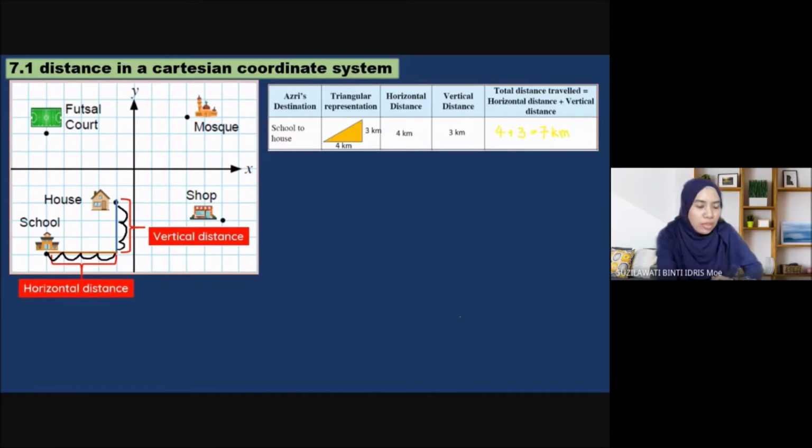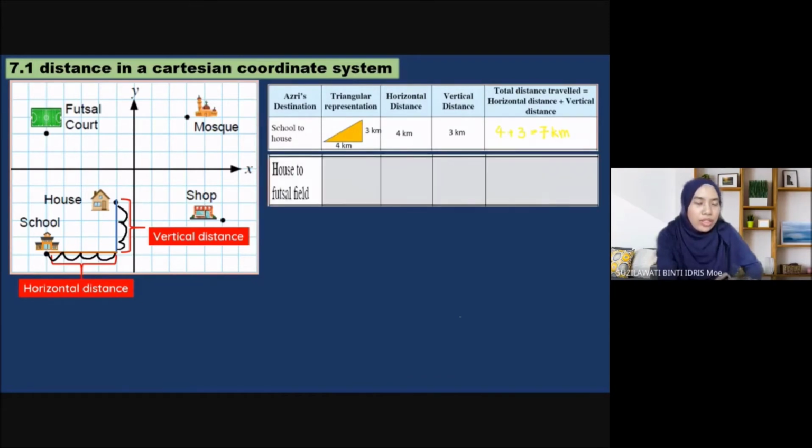So I move it there, the first example. Now let's do together. The distance, if Azri wants to go from his house to the futsal field, where is the futsal field? Or futsal court here. This is the futsal court. Okay, how do we determine the distance between his house here to futsal court? So we represent it using the right angle triangle method.